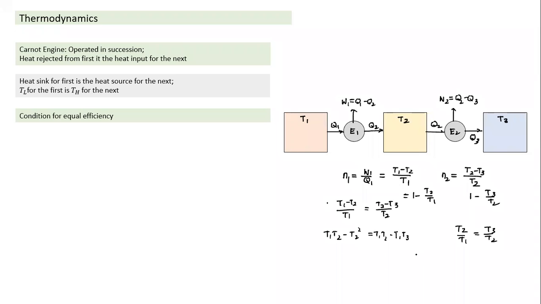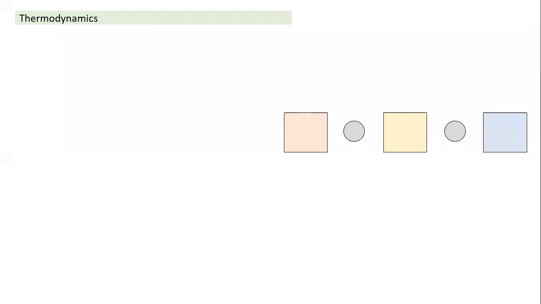In that case, what has to be the middle temperature? Much easier to remember: the middle temperature is equal to the square root of T1 times T3. So if we maintain this temperature, which is the geometric mean of the two temperatures here, the two engines will have equal efficiency. This is the condition of equal efficiency. The intermediate temperature has to be equal to the geometric mean of the two.